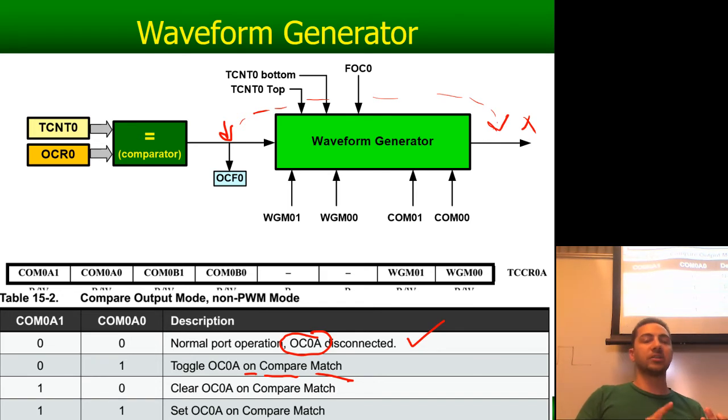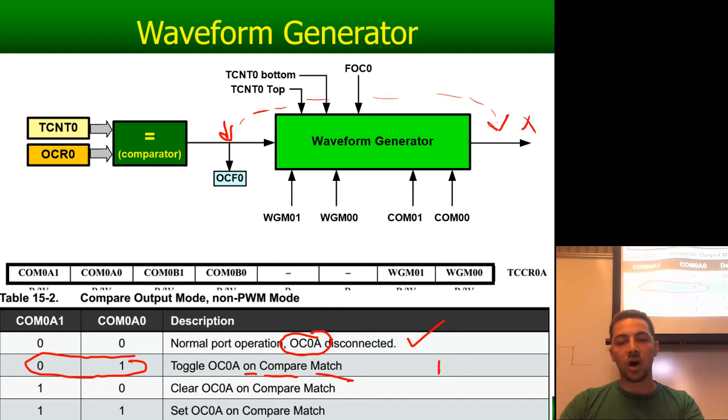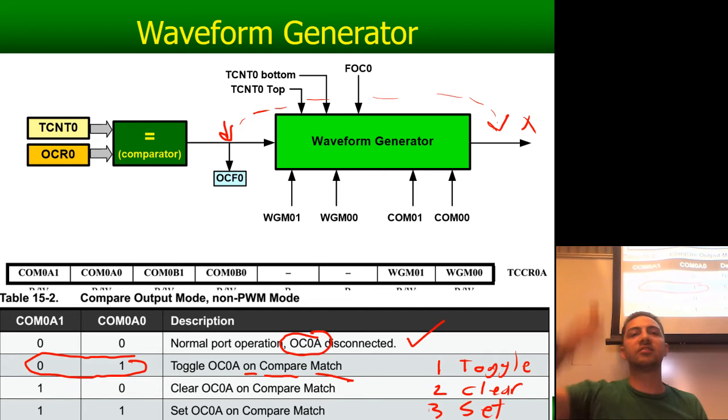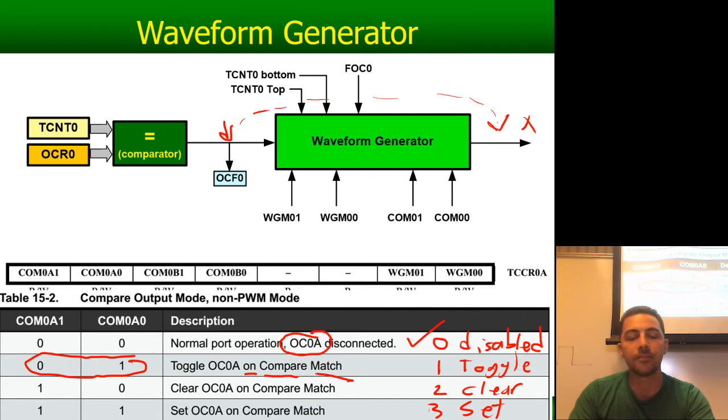Specifically, we've got 3 options. It can toggle, it can clear, or it can set. For our purposes of making waveforms, most of the time we're going to be sitting right here, toggle. Okay, so 1 is toggle, 2 is clear, 3 is set, meaning set will just set it to 1. So if multiple events happen, it'll just stay 1. And finally, 0 is disabled. Okay, so when we set these up, we set this up on a per channel basis, channel A, channel B.